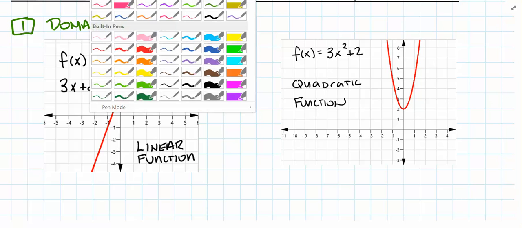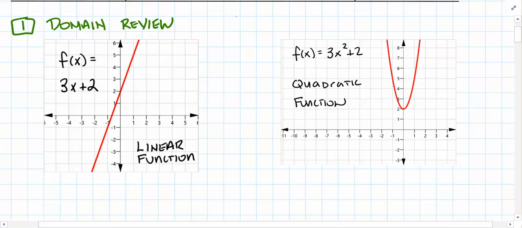So take a look at this linear function I have here. It's the function f of x equals 3x plus 2. Do you see it? It's over here. Okay, what would be the domain of that function and the domain of any linear function? Just shout it out. What would it be? All real numbers. It would be all real numbers. Good. We're off to a good start.